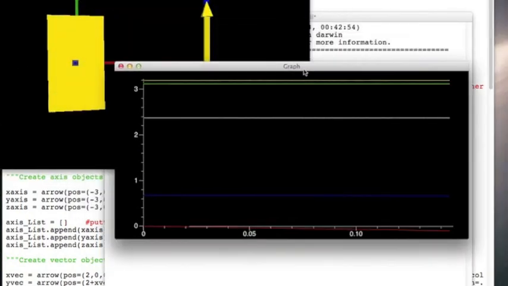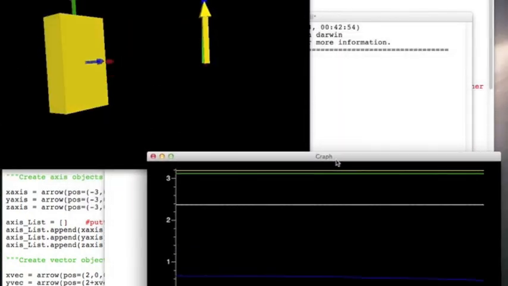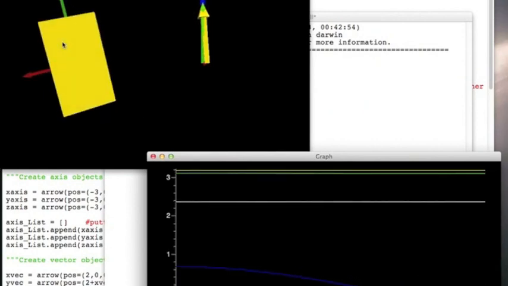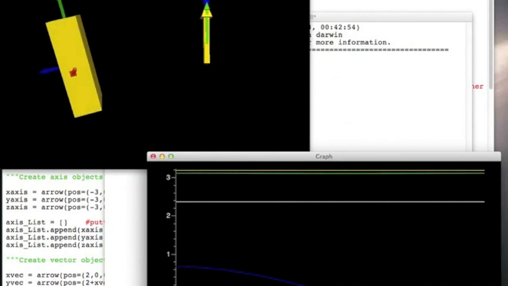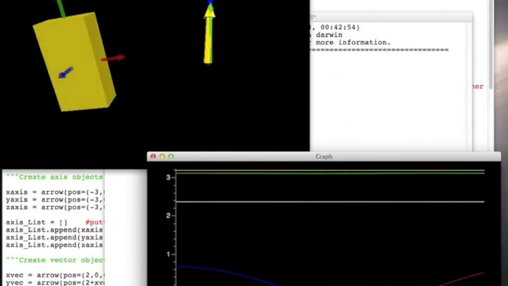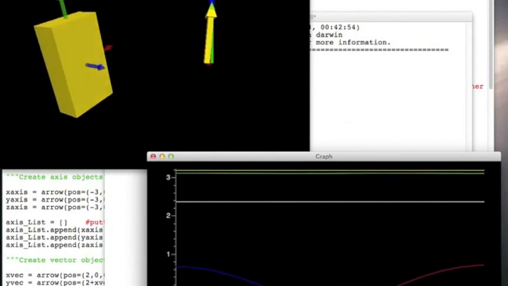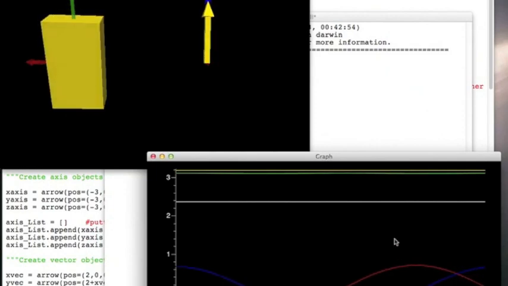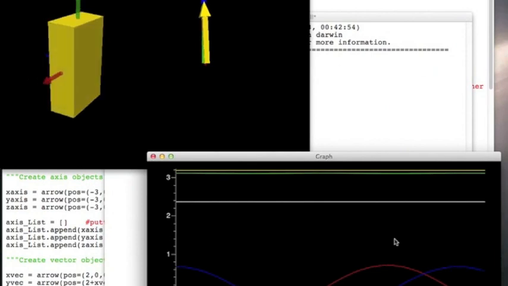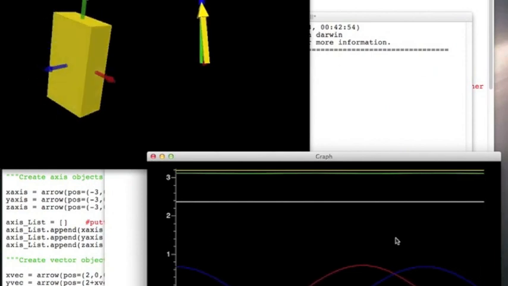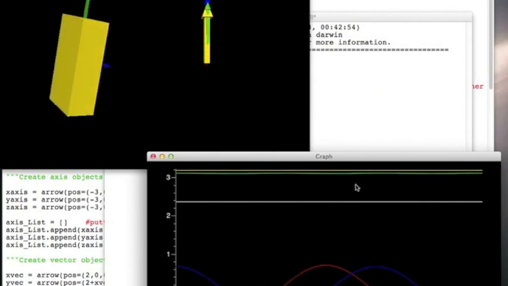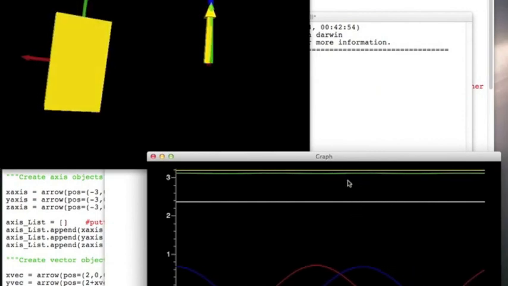Now this time, let's keep our eyes on both the graph and the book. We can see that the angular momentums in the yellow and the blue direction are, as we expected, some sort of cosine or sine function. This is good. This is exactly what we expected. And we see that angular momentum and energy are both conserved.